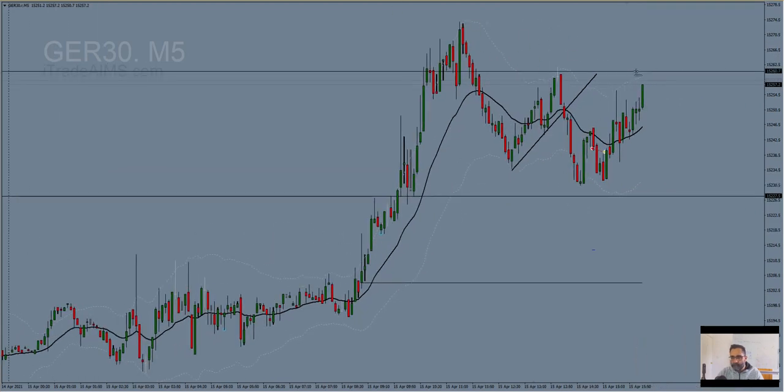We will see. I will look at it. Actually, it's breaking this. I'll see if it pokes out here. It then comes down. We will trade it, but it will depend on the US 30. And obviously, I'm not going to be trading DAX now. I'll be trading the US 30 in about 15 minutes.